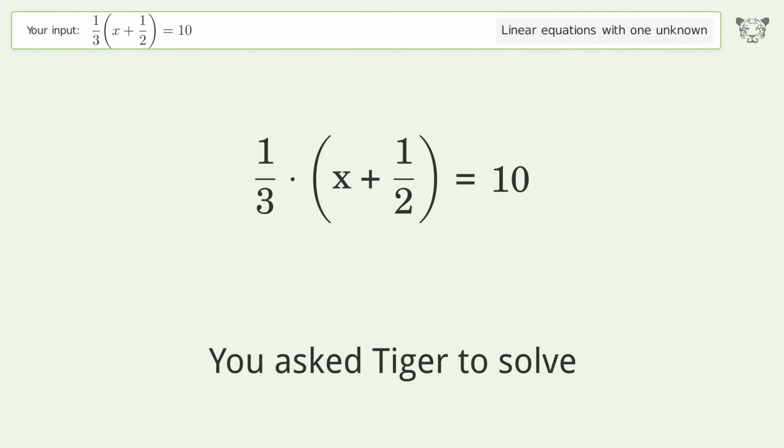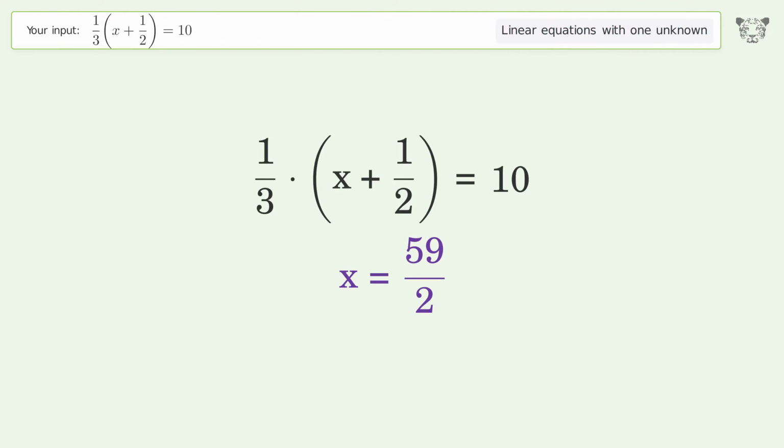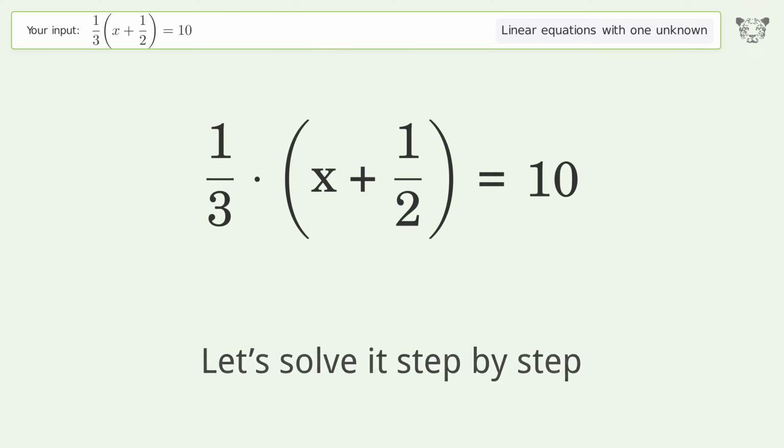You asked Tiger to solve this. It deals with linear equations with one unknown. The final result is x equals 59/2. Let's solve it step by step.